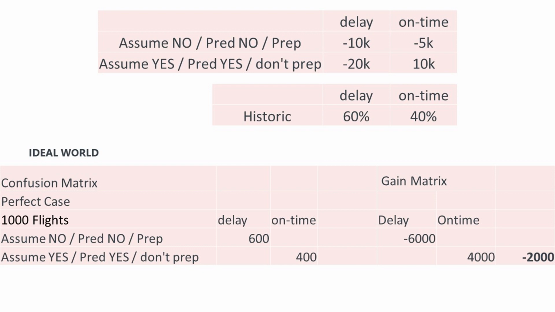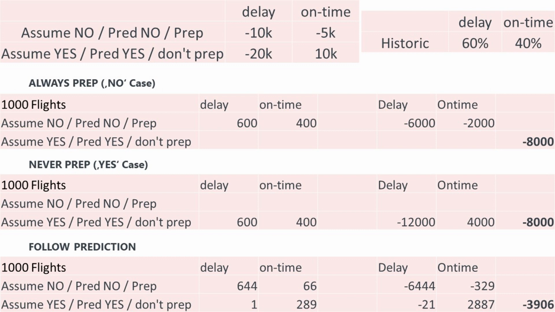Now, here's how this would play out for a perfect world where we always prepare or not in the right way. In that case, we would create a loss of 2 million. Since we don't know what is going to happen, our situation is worse because we have to decide to always assume a late arrival and prepare, or always expect on time and do nothing. As you see, the yes and the no case create a loss of 8 million.